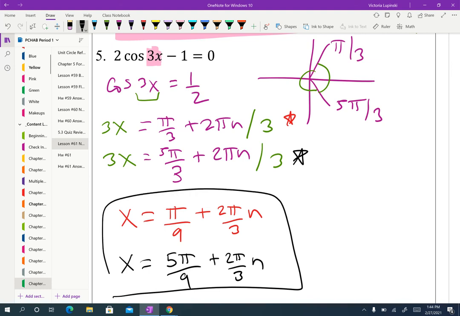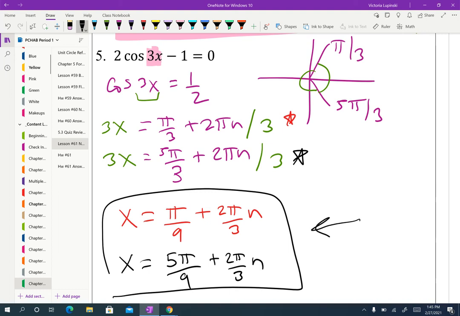And those are now going to be your 2 equations that are going to solve this multiple angle problem for you. So again, very similar idea. You're going to solve just like you did for the past couple of lessons, except now whatever is in front of that x, you have to divide it away in order to transform your answers.